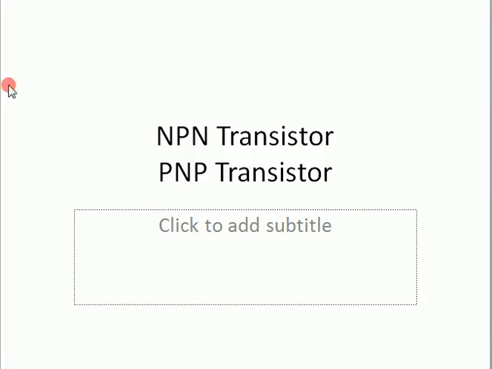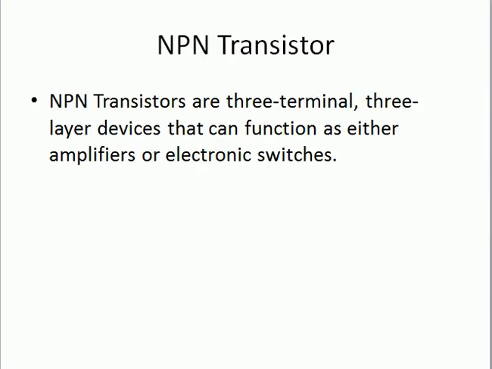Students, today the topic of discussion is the types of transistors, types of BJTs, and those are the NPN transistors and the PNP transistors.